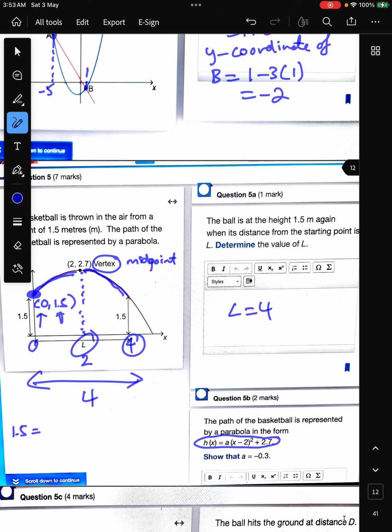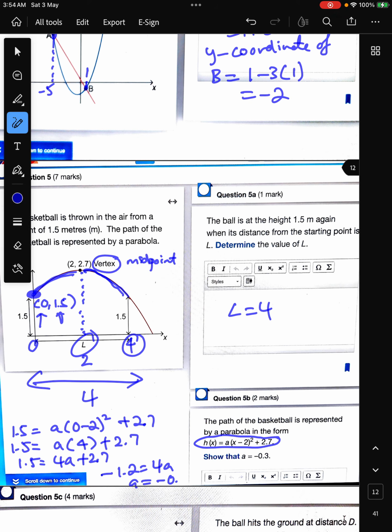So it's 1.5 equal to A(0 minus 2) squared plus 2.7. Remember, your objective is to find A, so we need to simplify this equation. This is going to give me 4 plus 2.7. So 1.5 equal to 4A plus 2.7. So we're going to get minus 1.2 equal to 4A. So A is just going to be -0.3. Okay, so that really shows how A is given to be -0.3 here. So that's 2 marks in the bag for this one.